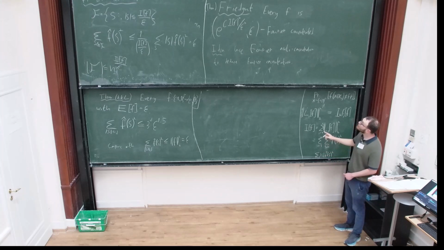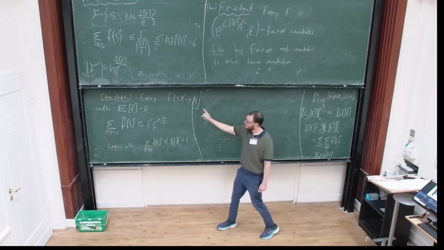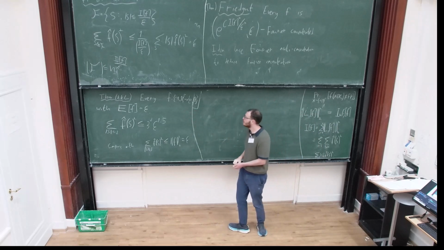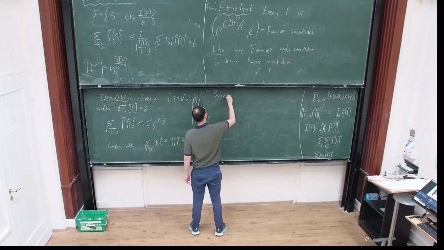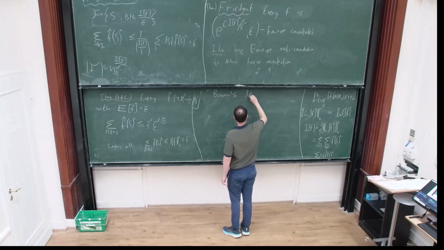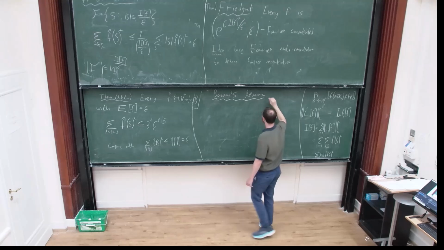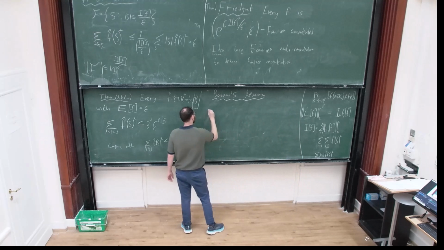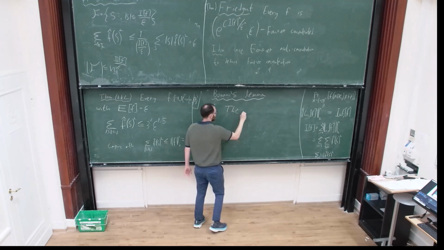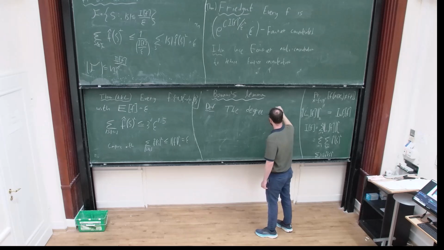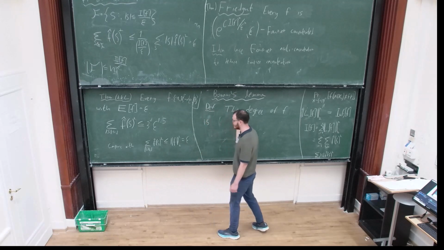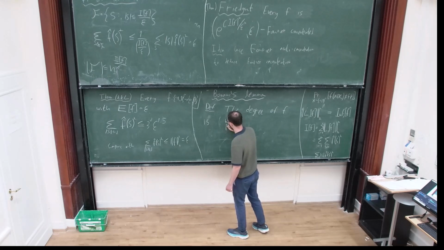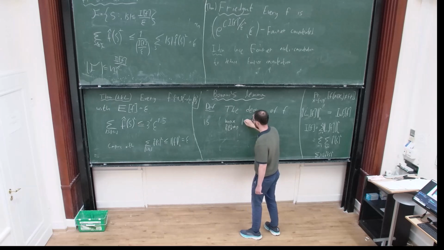Okay, so we're going to prove Friedgut using this theorem. And this theorem we're going to prove using the following lemma, which is called Bonami's lemma. Let's just give a definition. The degree of f is, so f is a polynomial, the maximum over non-zero Fourier coefficients of the size of S.